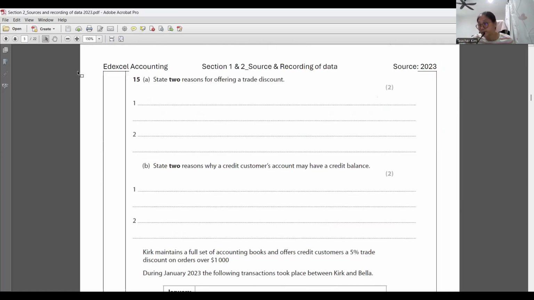State 2 reasons for offering the trade discount. Trade discount is to encourage buyers to buy more.